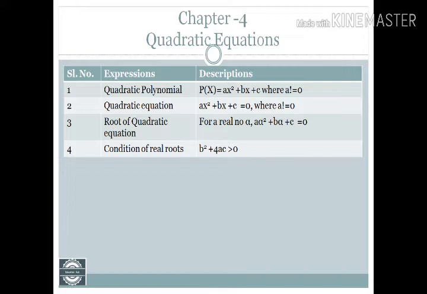Now in the third chapter, the related notes, the related formula is not there, so I am not giving it there. I skip that. Now come to chapter 4, quadratic equation.